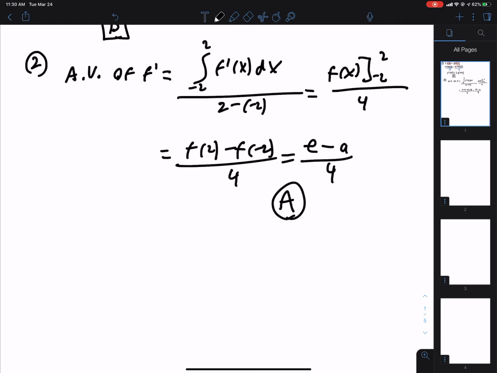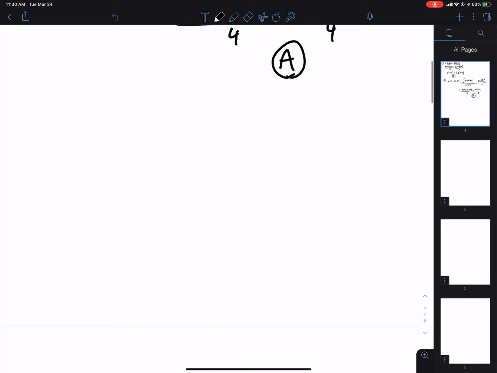But the answer key says B. No, it says A. Never mind. I'm on drugs.